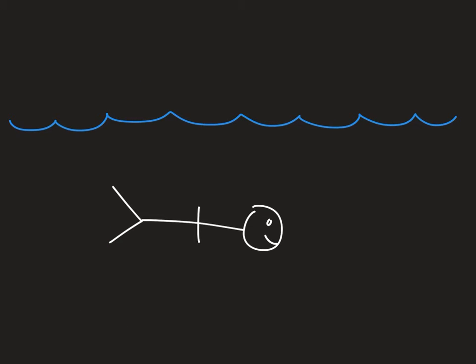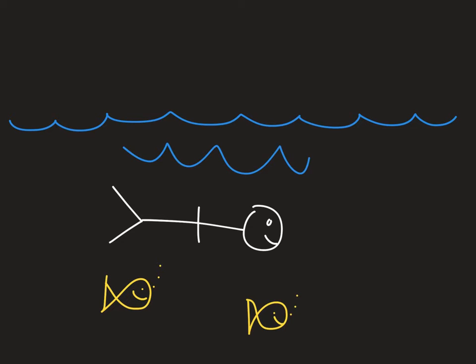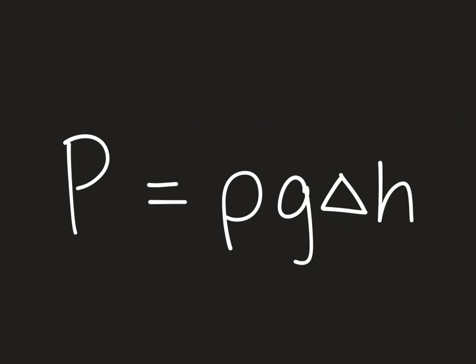As you are swimming in the ocean and you go deeper and deeper, you will encounter not only more fish, but also more pressure. This is because as you go deeper, the amount of water above you increases, meaning that the weight of that water on your body also increases. This leads us to conclude that pressure equals density times gravity times change in height. This P equals pressure, this Greek letter rho again equals density, this g of course equals gravity, and this delta h equals change in height.